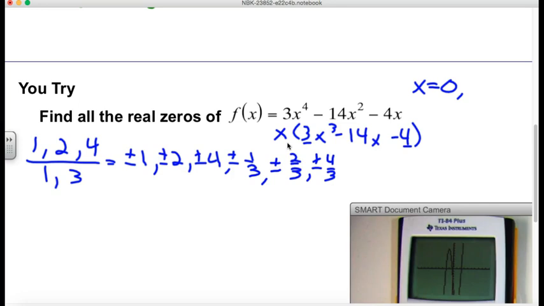So we take what's left, look for our possibilities. Factors of 4: 1, 2, and 4. Factors of 3: 1 and 3. Put all those over, so we get plus or minus 1, 2, 4, 1/3, 2/3, 4/3. Okay, then we graph on the calculator.